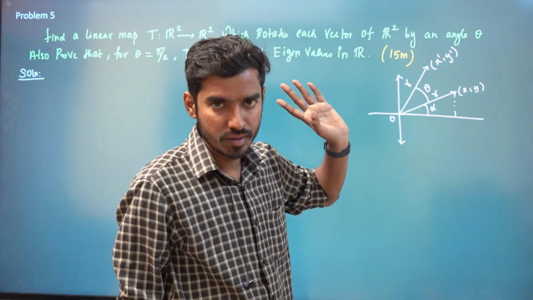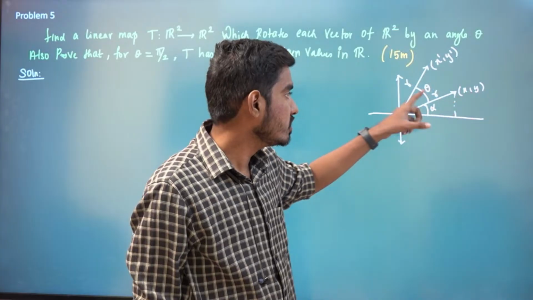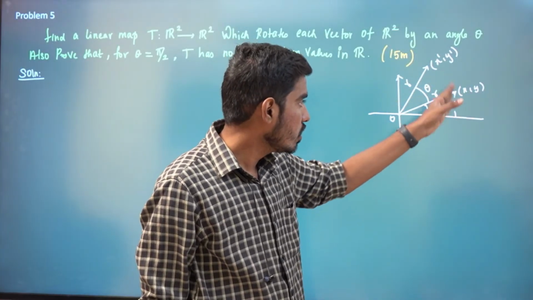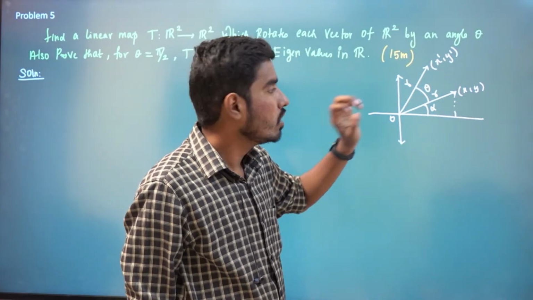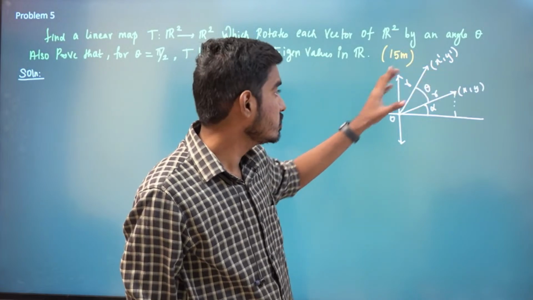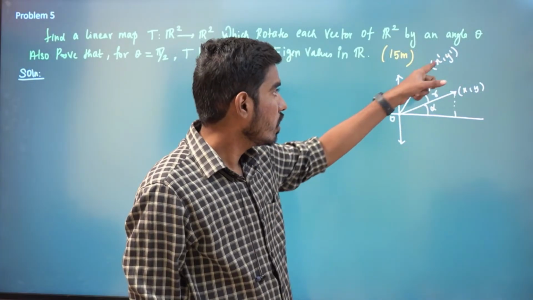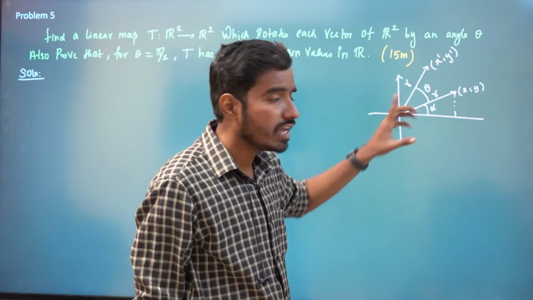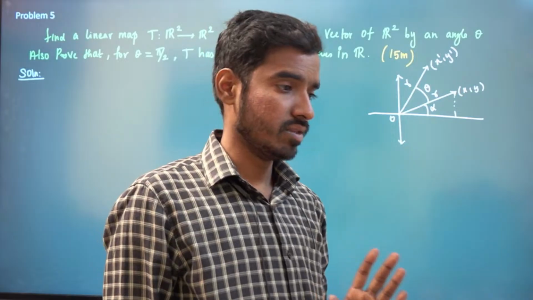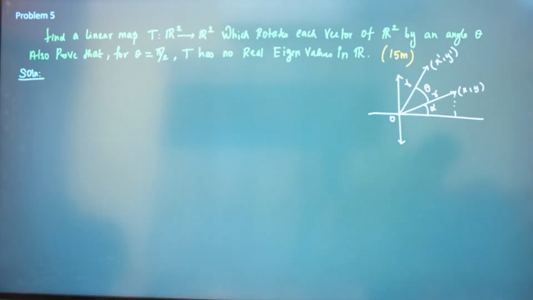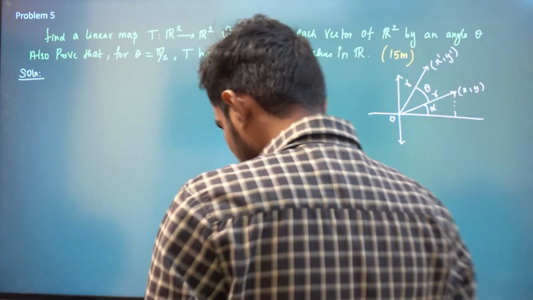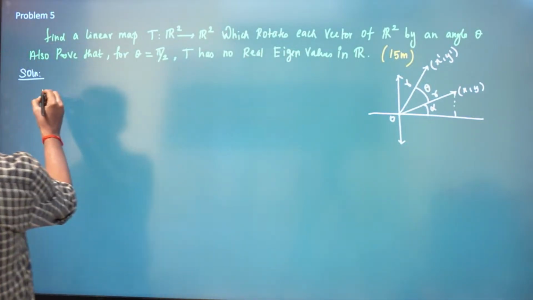This idea is clear. The coordinate for x comma y is r times cos alpha, r times sin alpha, and the coordinate for x dash y dash is r times cos of theta plus alpha, and y dash is r times sin of theta plus alpha. This is clear. So whatever I've said, I'm going to write now.